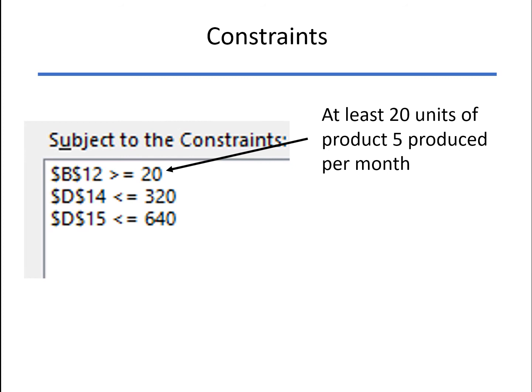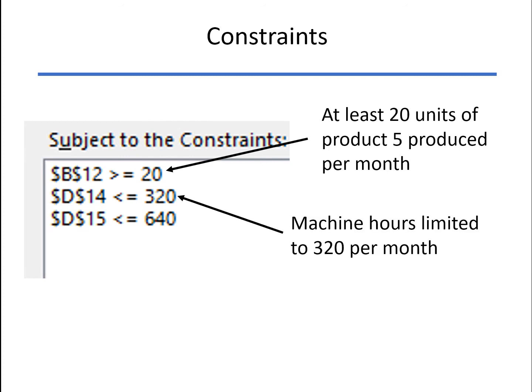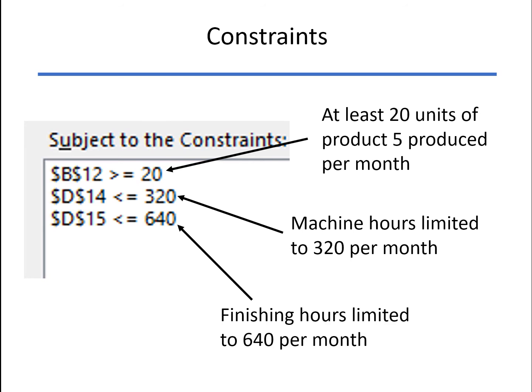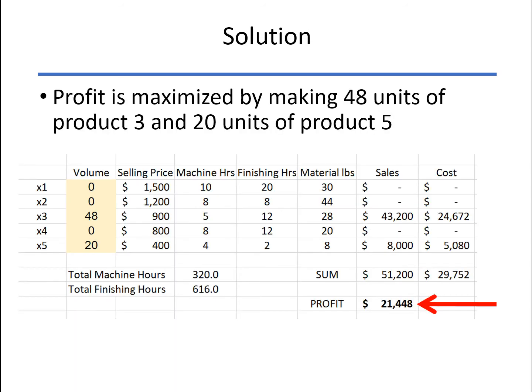So at least 20 hours of product 5. The machine hours limited to 320. Finishing hours limited to 640. And if we run that, we can see we would make 48 units of product 3, the 20 units that are required of product 5, and there is our profit, $21,000 a month.